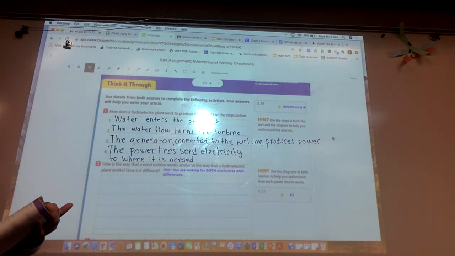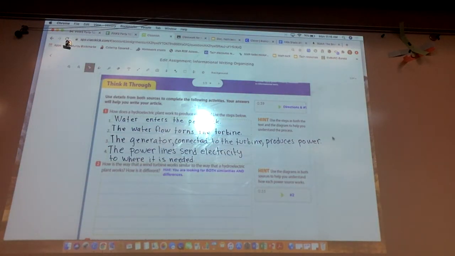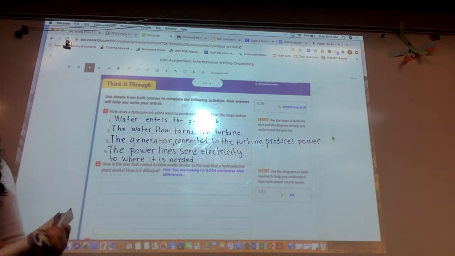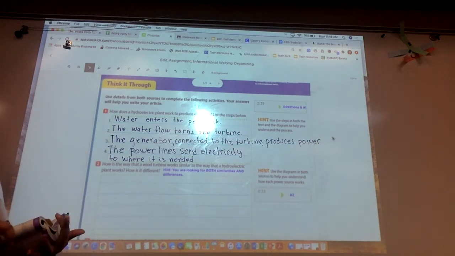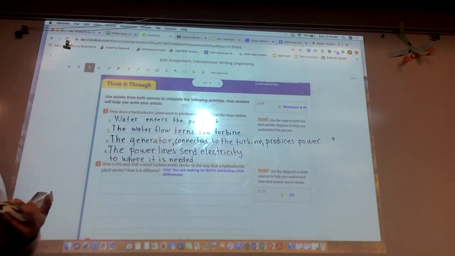Okay, now let's think about question number 2. Can I go to the bathroom? Hold your mask, okay? How is the way that a wind turbine works similar to the way that a hydroelectric plant works? And then how is it different?